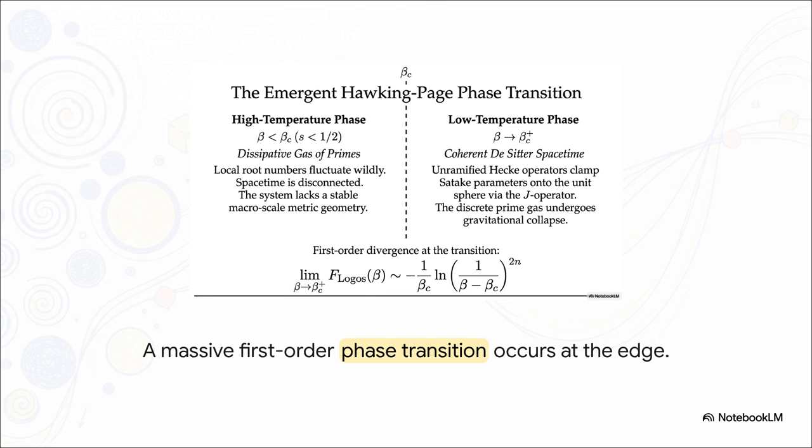Look at the divergence in the bottom equation. This isn't just a clever math trick. It's a first-order divergence where the system minimizes action by dumping its entropy directly into the macroscopic metric tensor. The prime gas is literally undergoing a gravitational collapse.